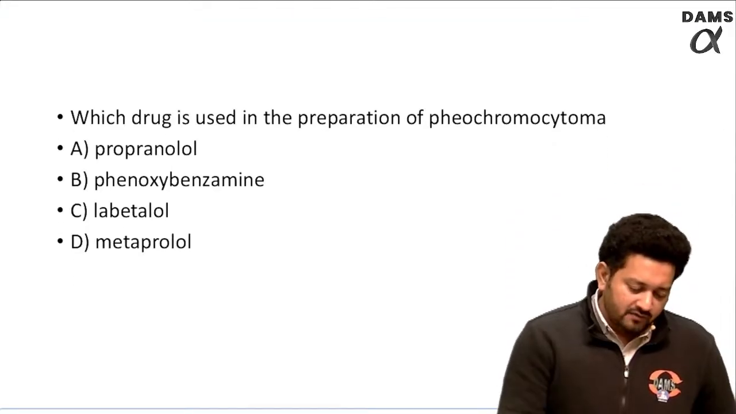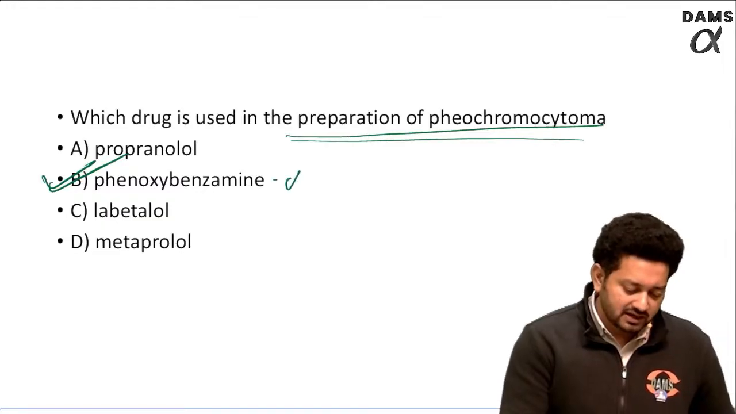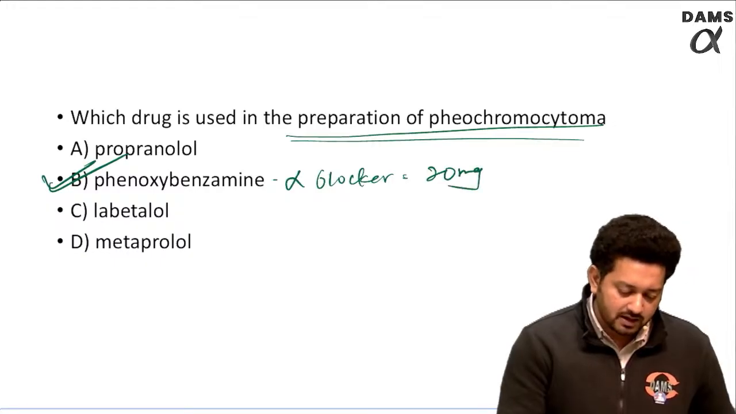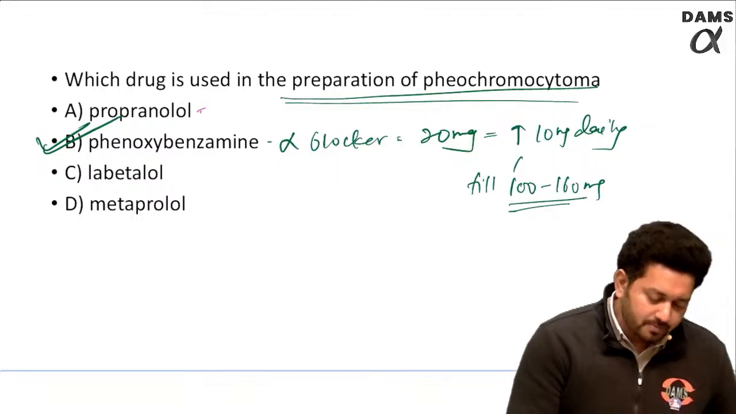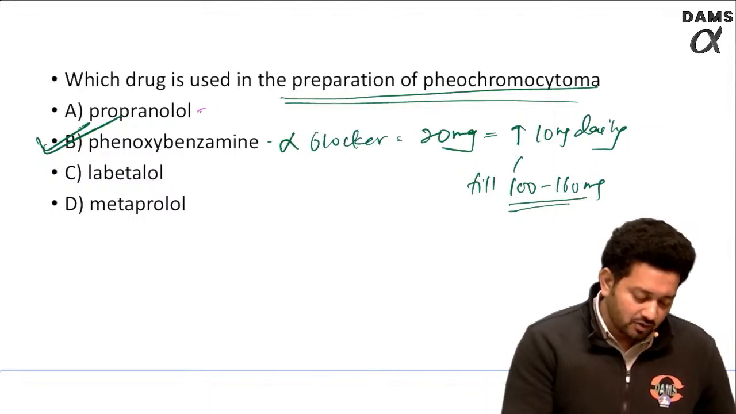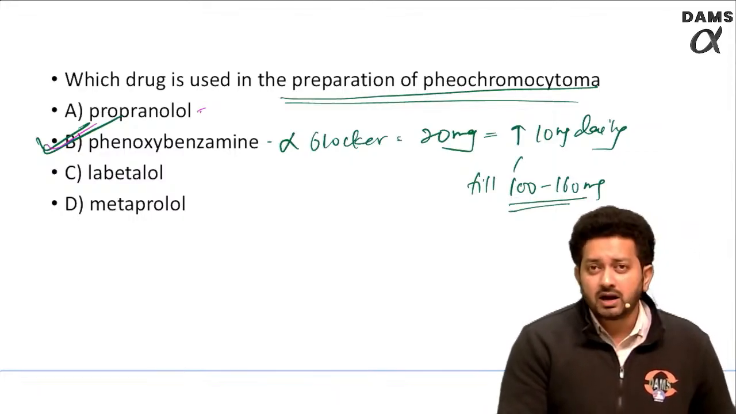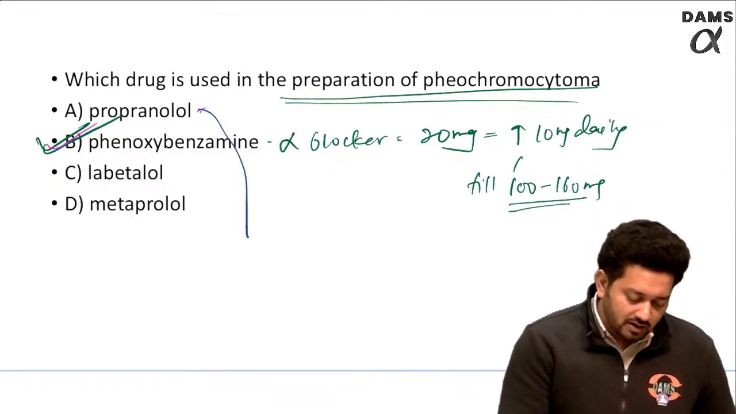Okay. Which drug is used in the preparation of pheochromocytoma? It is phenoxybenzamine, which is an alpha blocker. You start it at 20 milligram per day and increase 10 mg daily till you get a dose of 100 to 160 milligram. Okay, now you must be thinking that propranolol is also used. I am saying it is also used, but phenoxybenzamine you have to give, and after the alpha blockade is complete, knowing that there is postural hypotension, propranolol is plus minus.